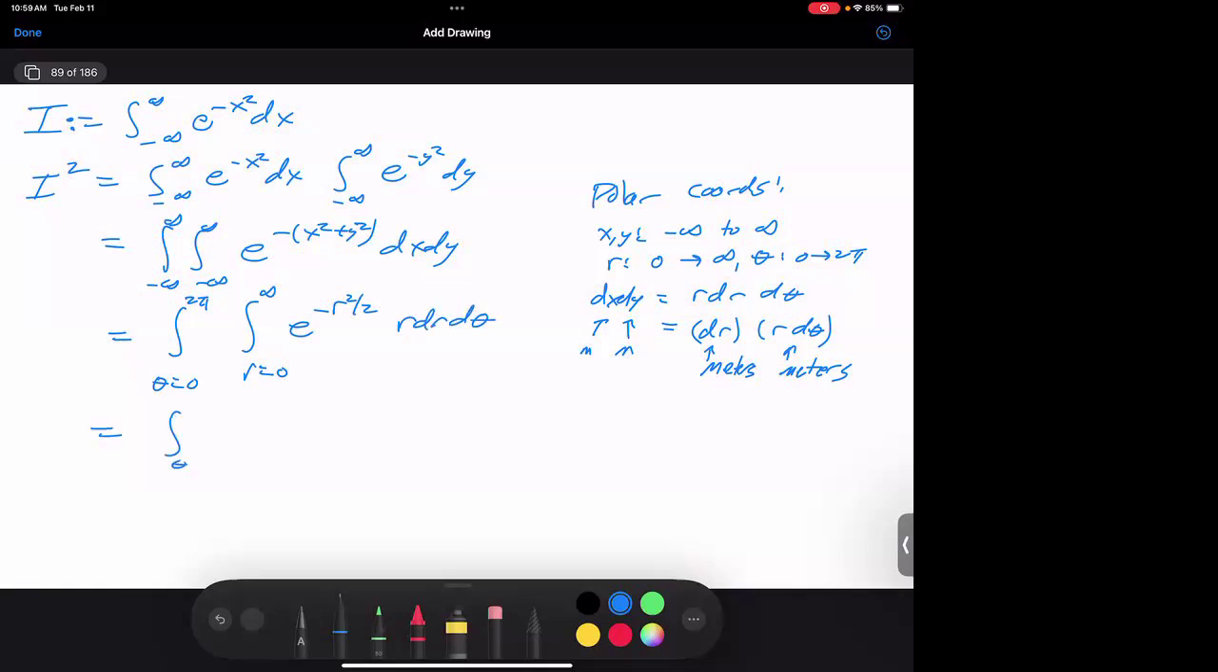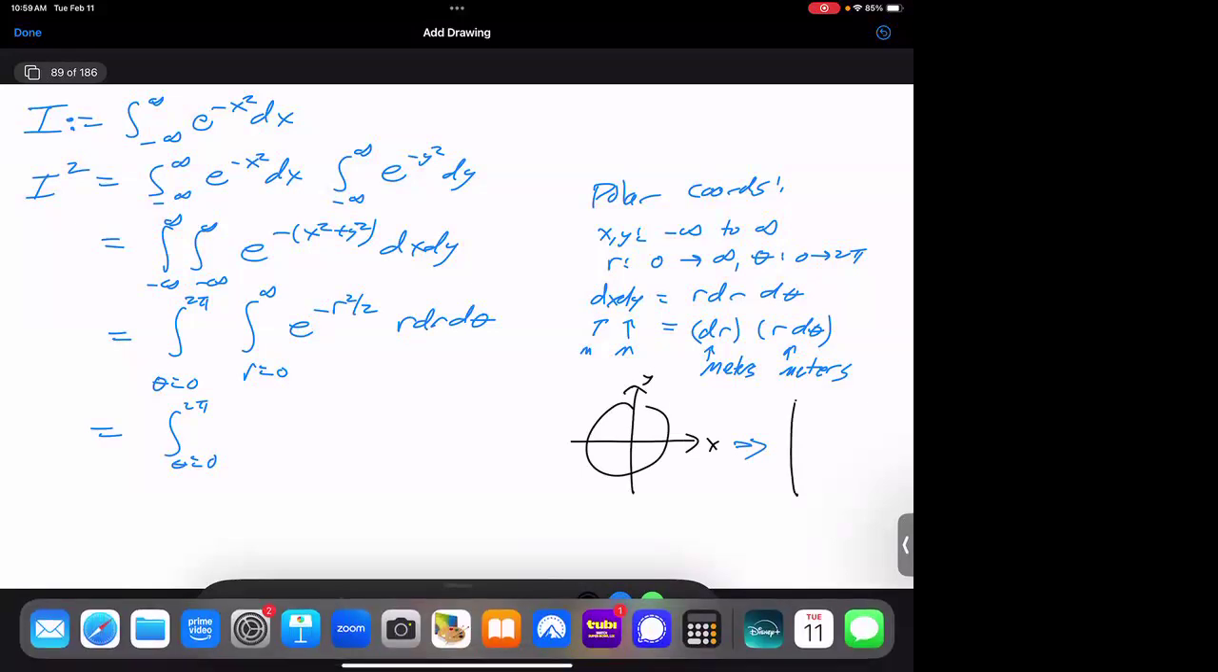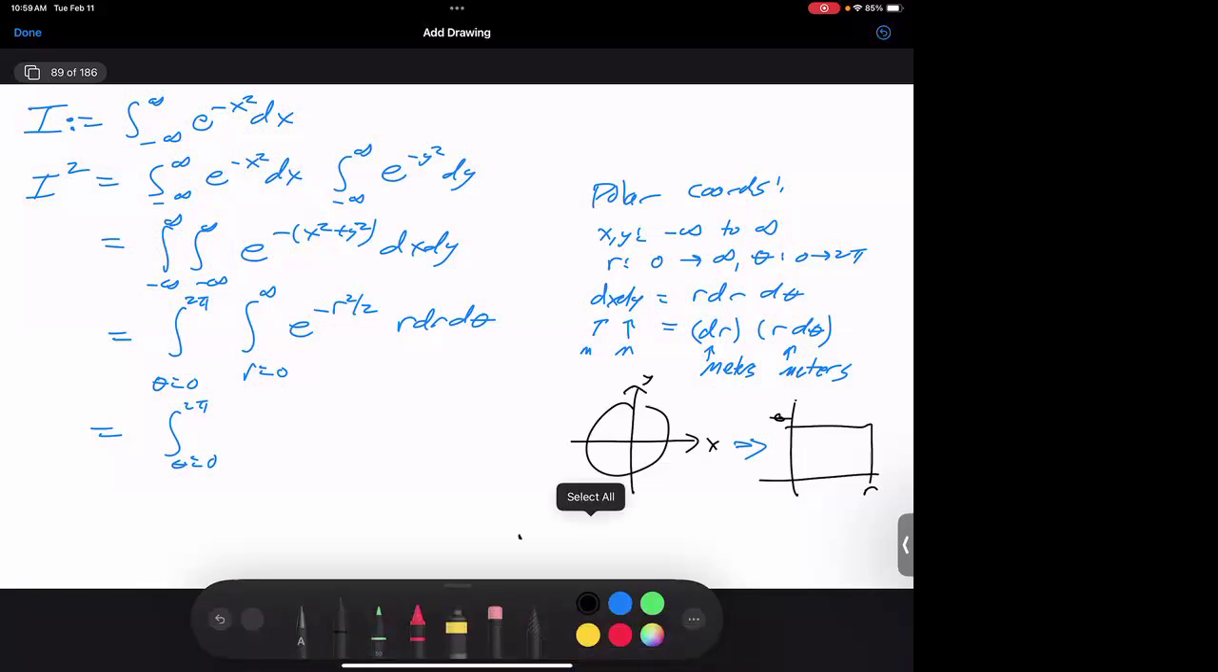Well, I can write this as the theta integral because I'm integrating over a rectangular area. And this is one of the things that's really nice about polar coordinates. In polar coordinates, you start off with a circle in xy space, and that becomes a rectangle in r theta space. And so I have my d theta integral and I have my r integral.